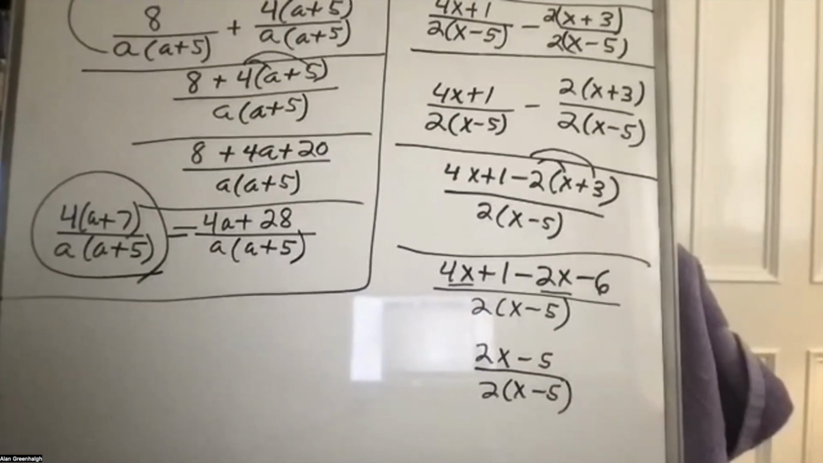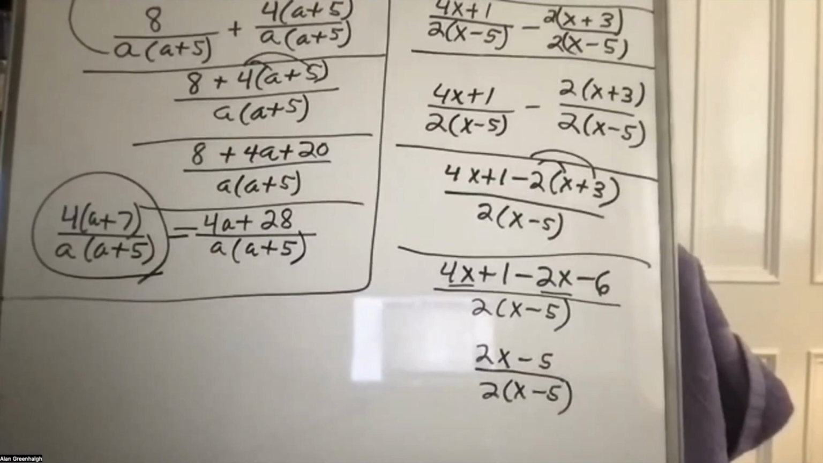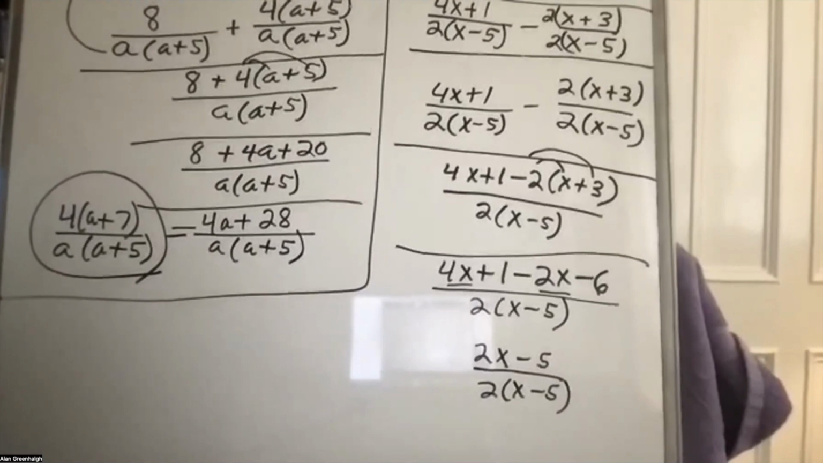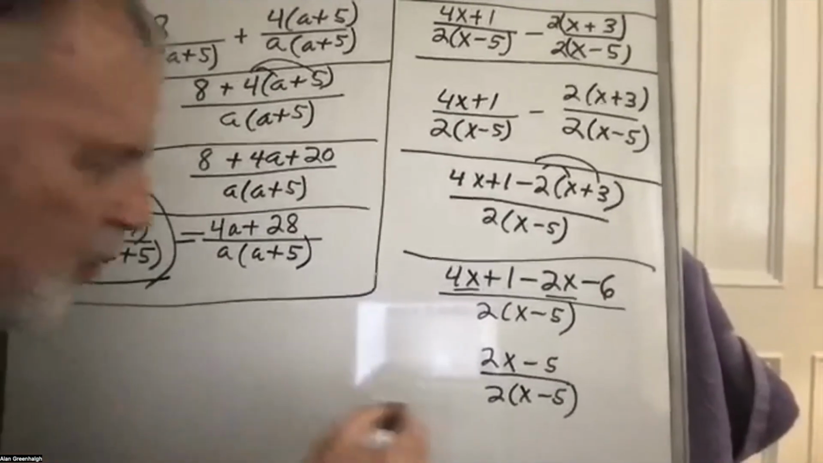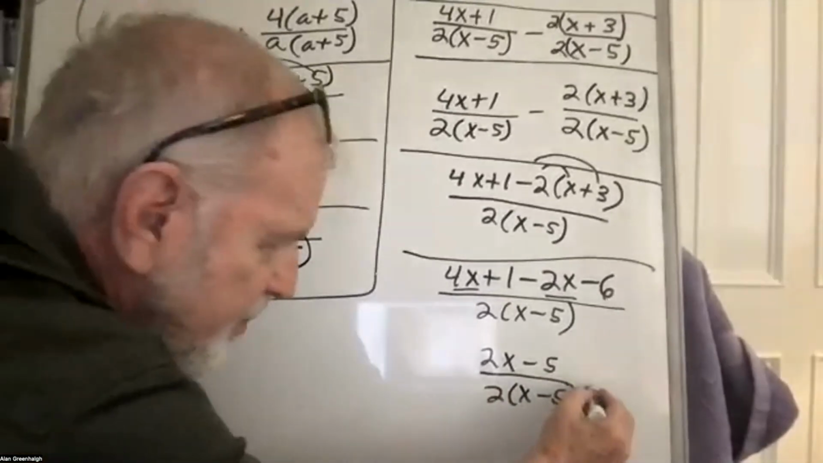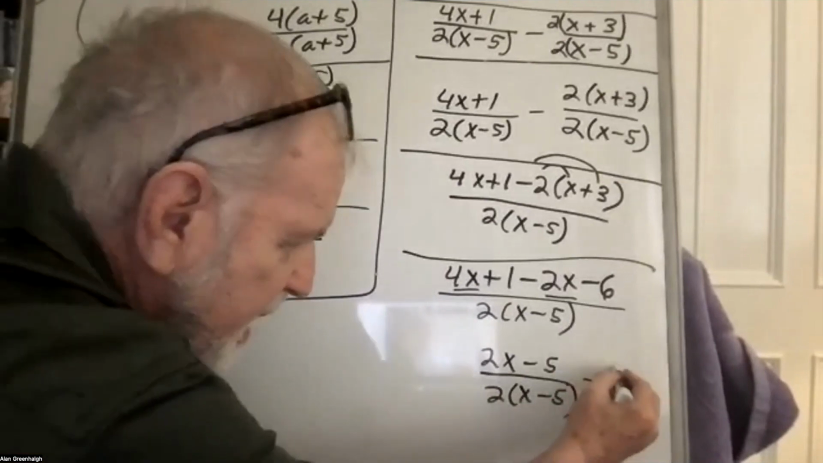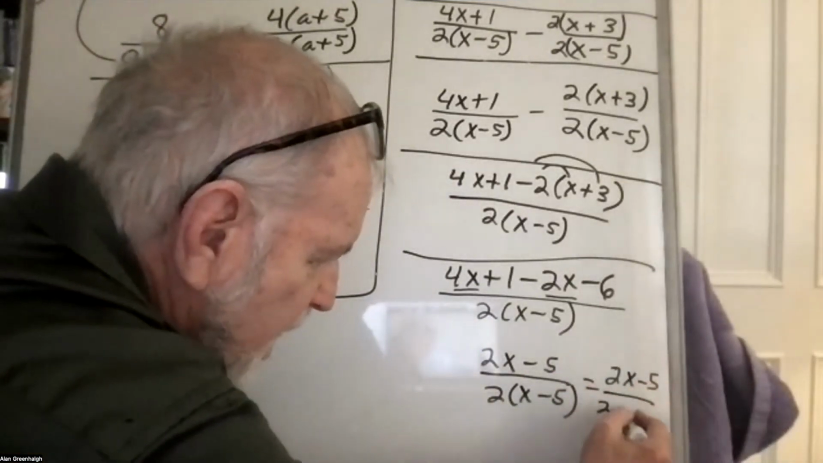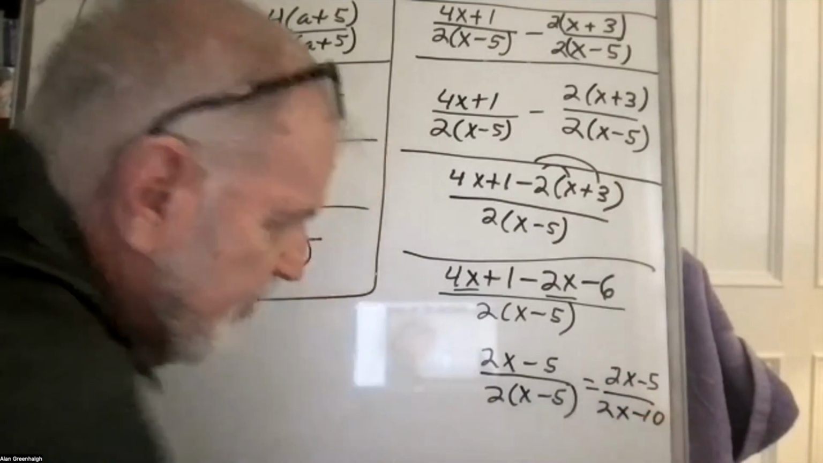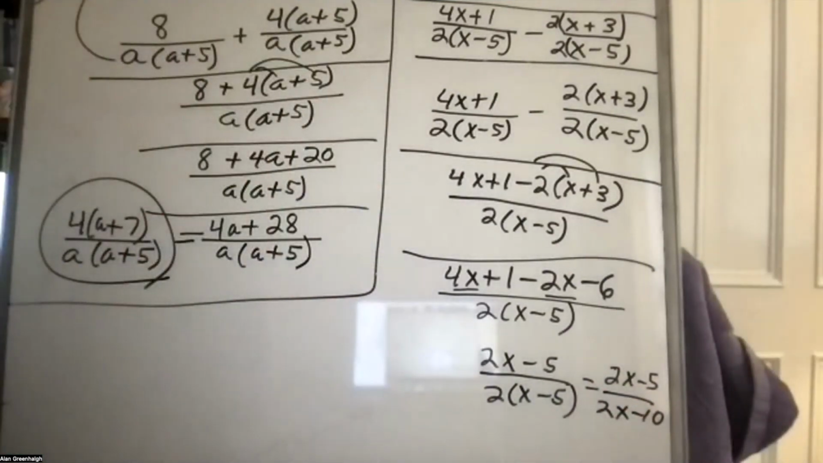That's the end of the problem. I know it looks like you could do something. You'd like to do something, but really you can't. The only thing you could do is if you multiply the denominator, the 2 times x minus 5, this is what you get. You get 2x minus 10, and you can't do anything.